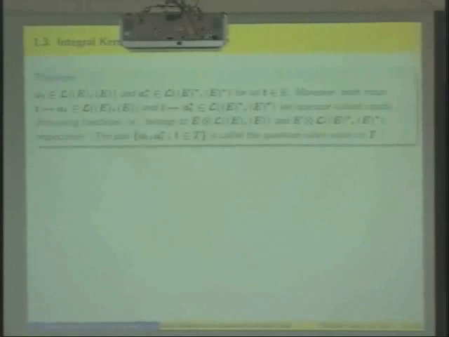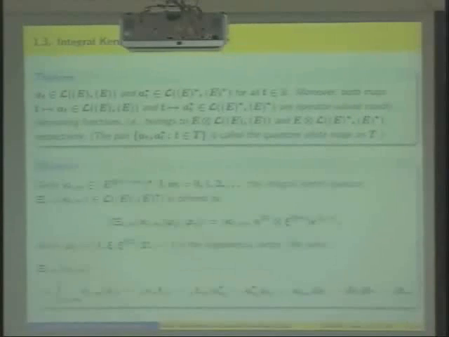Okay, so, integral kernel operator. This is some technical result. Using the white noise theory, the annihilation operator and creation operator behave very smoothly. Therefore, we can consider this kind of integral expression. First of all, this is the composition of operators. That is a well-defined operator and becomes a white noise operator.